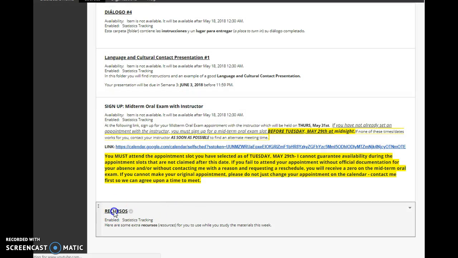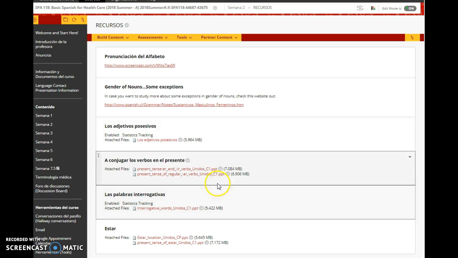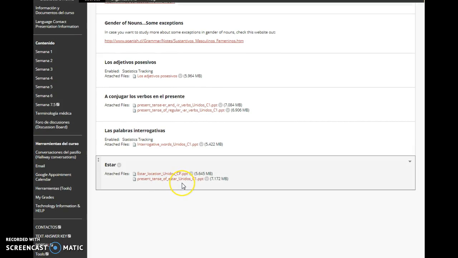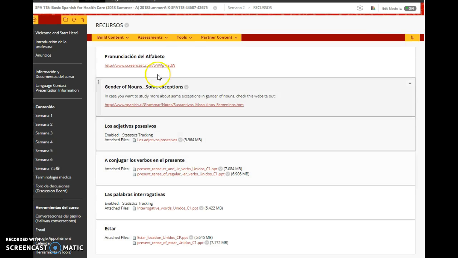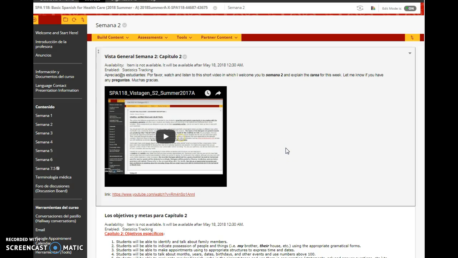Okay, and the recursos. Here we have more, again, the pronunciation of the alphabet. Some of you may have had some problems with the alphabet on prior dialogues. Genders, the gender of nouns. Okay, some information about possessive adjectives and conjugating verbs in the present. Interrogative words, asking questions that require information other than yes or no. And some PowerPoints on estar. Okay. So once you get done with all that, you are done with semana dos.